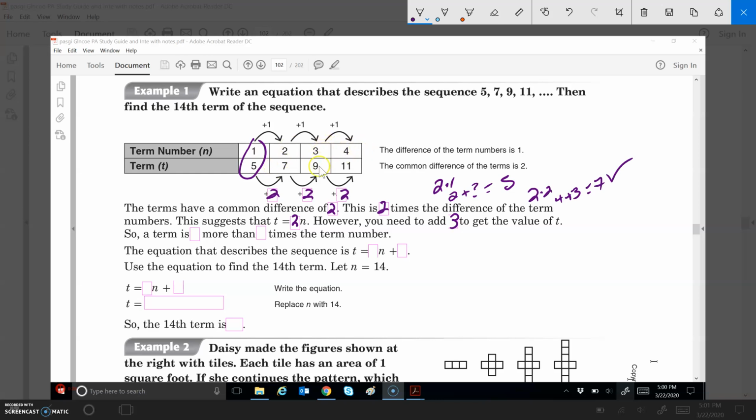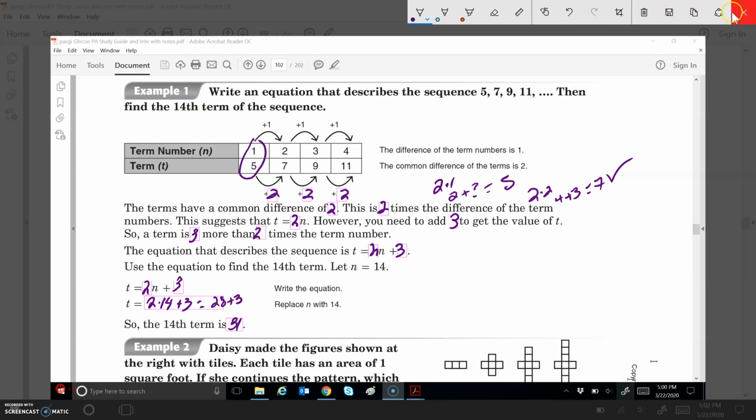Alright, so I work for the rest. 3 times 2 is 6. 6 plus 3 is 9. Good. So a term is 3 more than 2 times the number. The term equals 2 times whatever term we have plus 3. We're looking for the 14th term, and our equation was 2n plus 3. So 2 times 14 plus 3. 2 times 14 is 28. 28 plus 3 is 31. So the 14th term is 31.